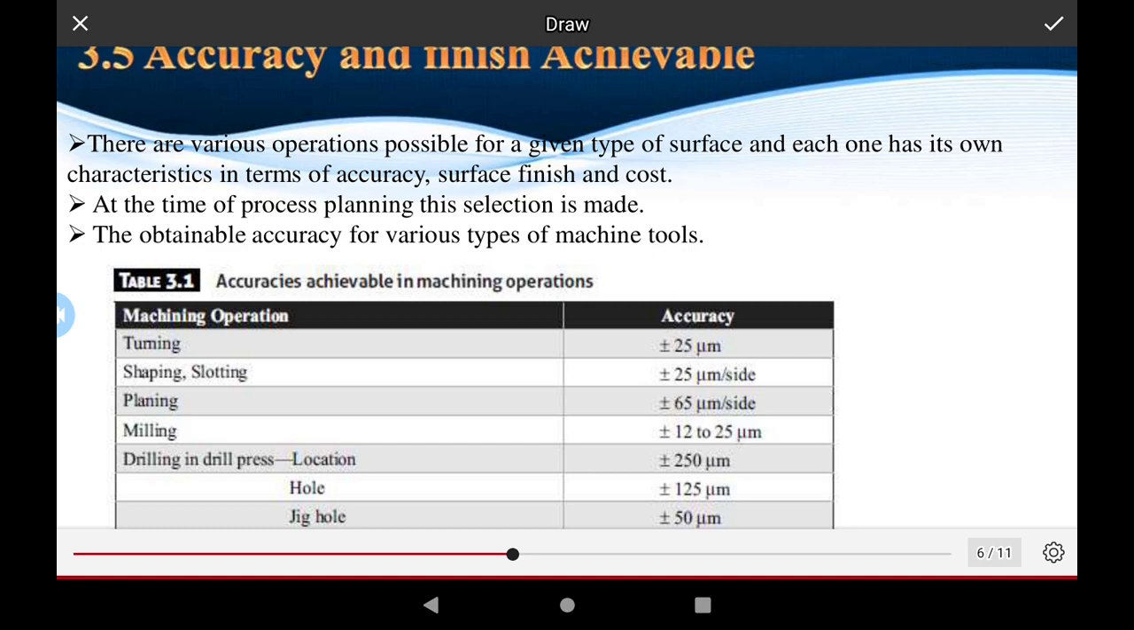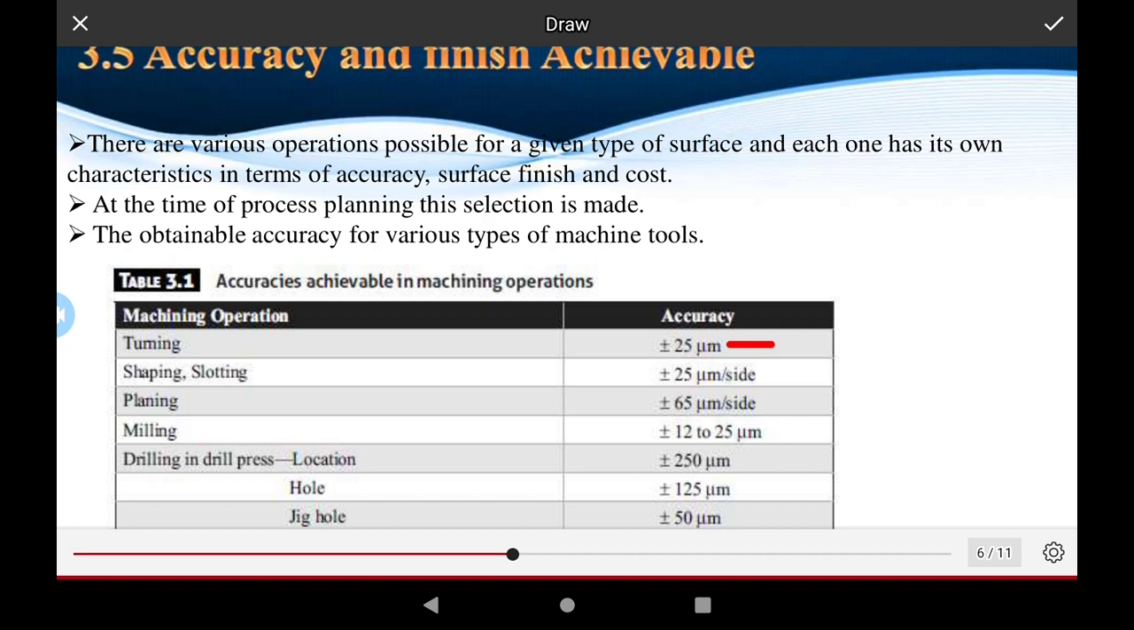The machining operation and the accuracy achieved for the turning operation. The turning operation achieves a smooth surface accuracy of 25 micrometer, okay.